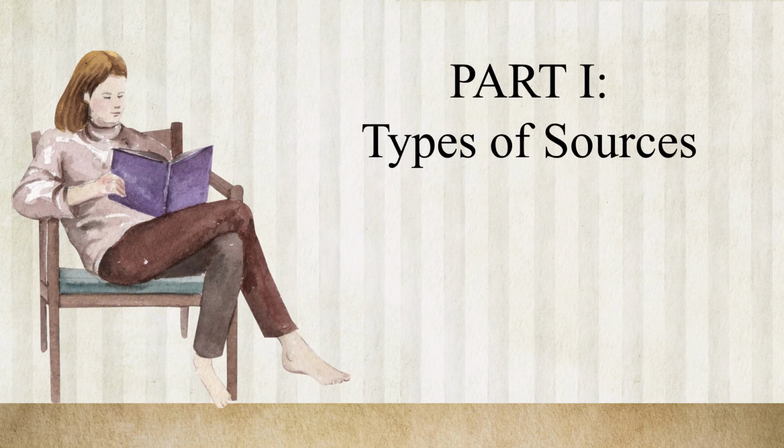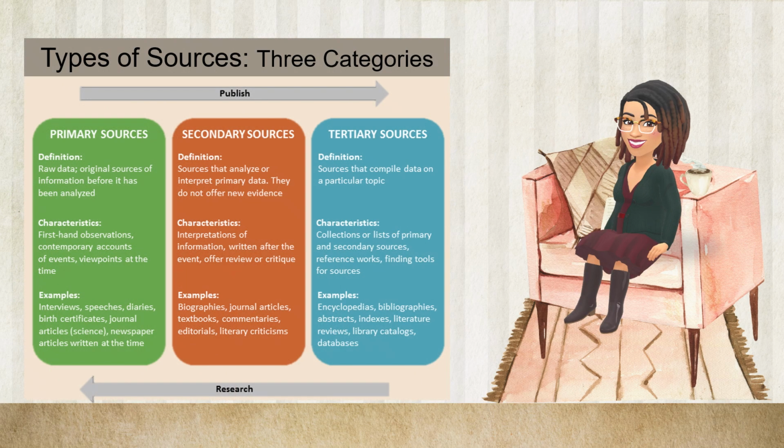Let's begin by talking about types of sources. There are three types of sources you can use in your essays: primary sources, secondary sources, and tertiary sources. Take a moment to review each one.